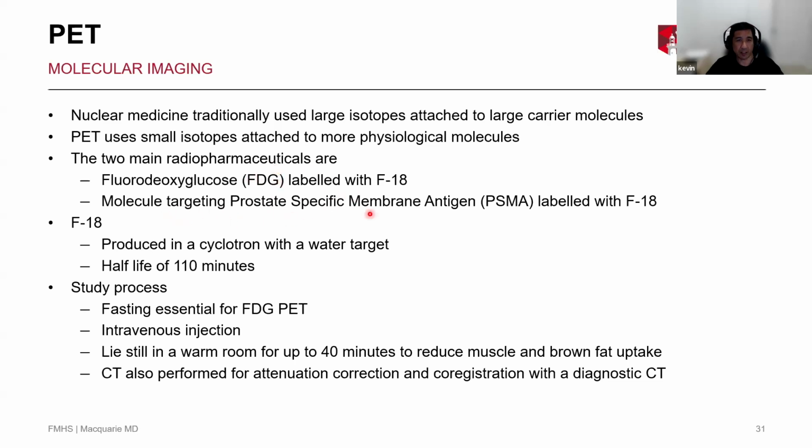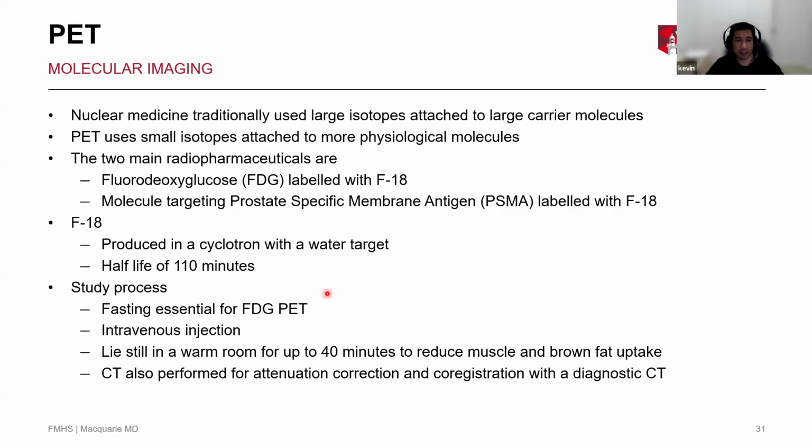The other one that Carly probably refers a lot of is the PSMA scans, where they use molecules that target prostate-specific membrane antigen, and it's really, really good for prostate cancer. Once again, they label it with F18.